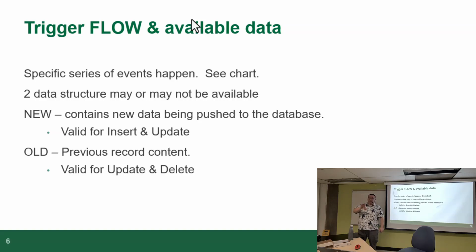And I have an example. I'm pretty sure it's in the slides, but I'll have an example for you guys about how this new and old thing exists. So when you run an update trigger, you have two data structures that come into it, new and old. New has the new value pushing in, old is what was there before. So you can say if new email address is equal to old email address, do nothing, or maybe you want to log the old email address just to keep track of the audit.